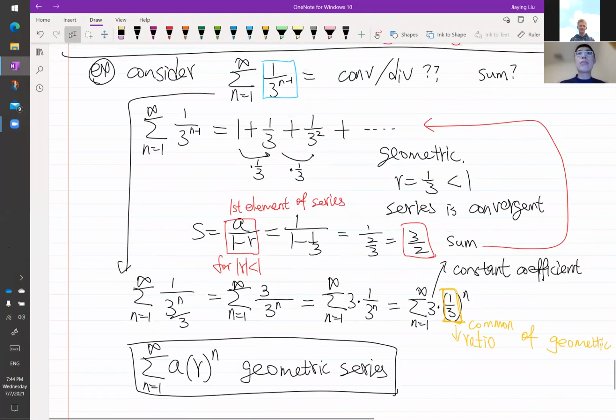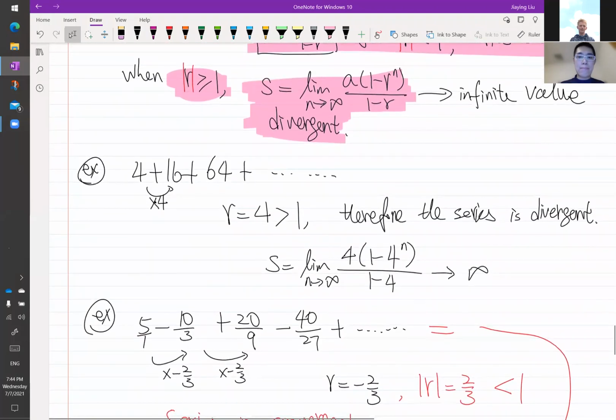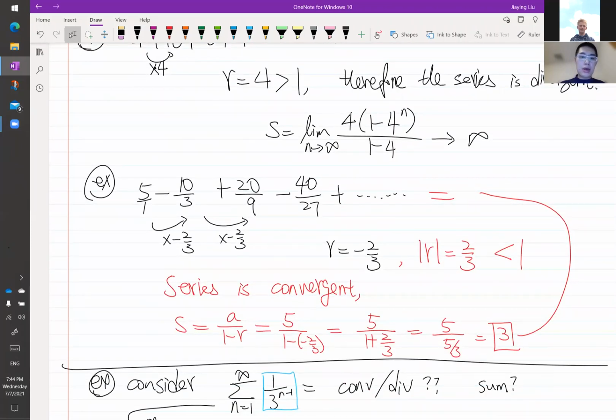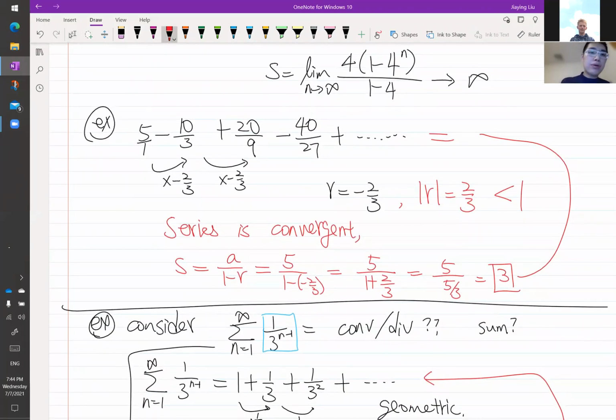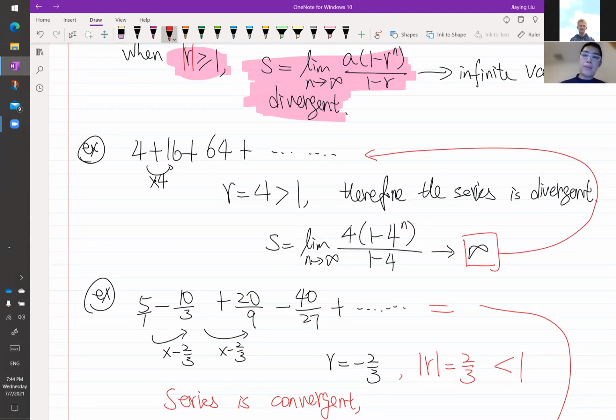I'm sorry. For the first example that we did on this, the sum was 1, right? This example with 5 and -10/3. No, the 4, 16, 64. Oh, that sum goes to infinity. You can always think about it, right? If you take 4, you add 16, you get 20, then you add 64, you get a much bigger number. If you keep adding, you just end up with a very, very large sum. So that's going to go to infinity.